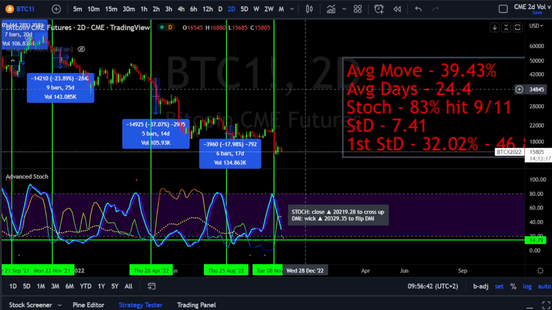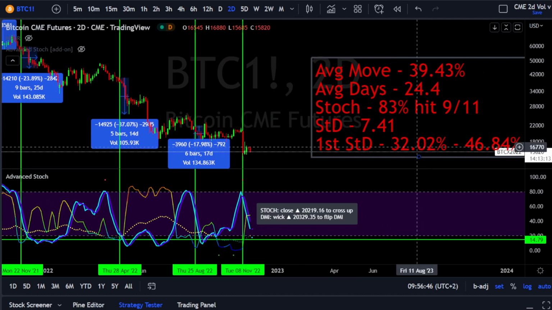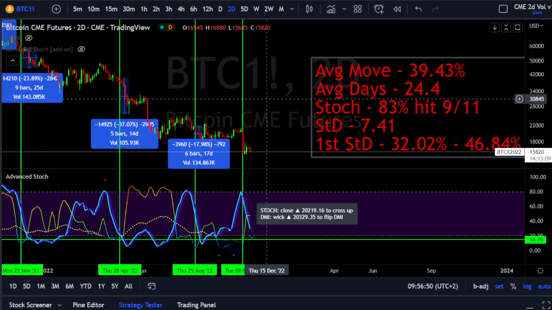And the first standard deviation, which represents where we expect 68% of the results to fall between, would give us a range between 32% all the way up to almost 47%. So we've already hit the bottom side of the first standard deviation. But what is most interesting to me about this coming into this particular week is that if we are going to see continuation, that means continuation to new lows, then it is most likely to happen this week.